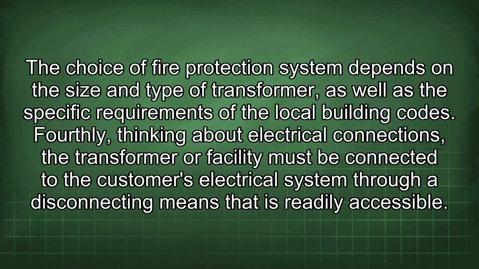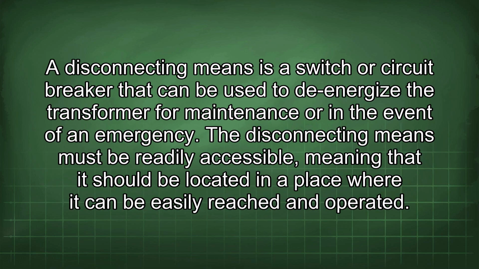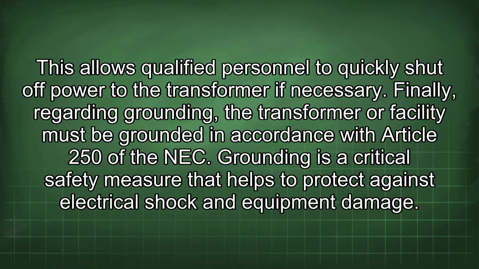Fourthly, thinking about electrical connections, the transformer or facility must be connected to the customer's electrical system through a disconnecting means that is readily accessible. A disconnecting means is a switch or circuit breaker that can be used to de-energize the transformer for maintenance or in the event of an emergency. The disconnecting means must be readily accessible, meaning that it should be located in a place where it can be easily reached and operated. This allows qualified personnel to quickly shut off power to the transformer if necessary.